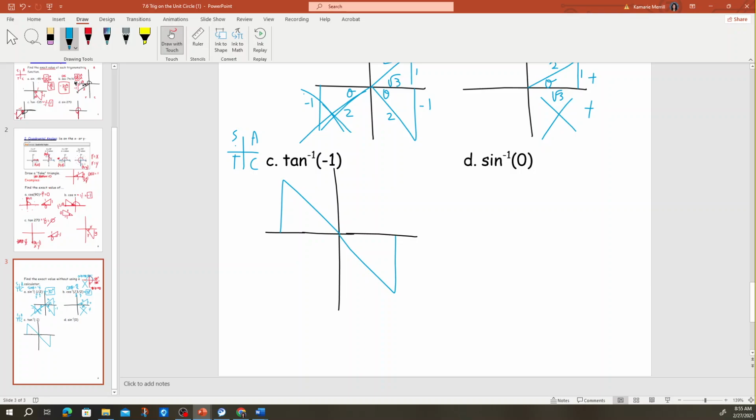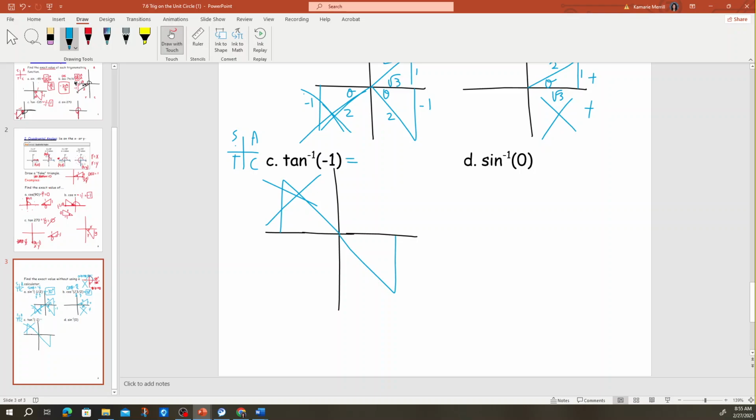Now, based on my restriction, what degrees are tangents allowed to be within? Oh, the fourth one. Negative 90 to 90. So which one do I count out? That one. Make sense? This is on the non-calculator side, so you have to know how to do it.